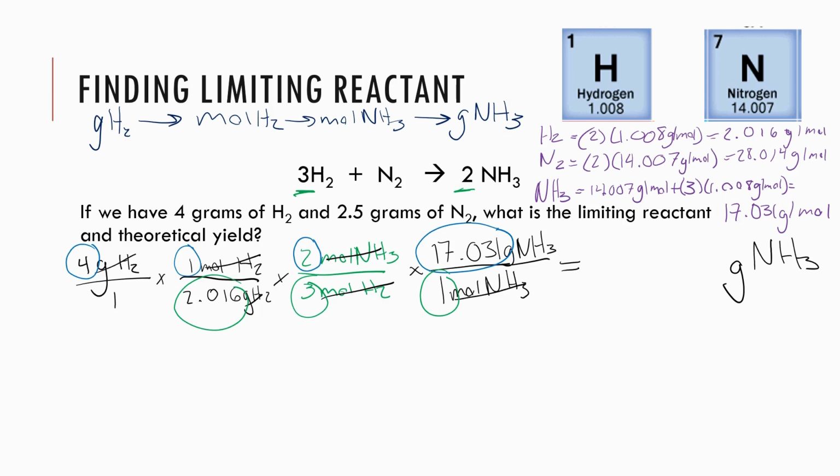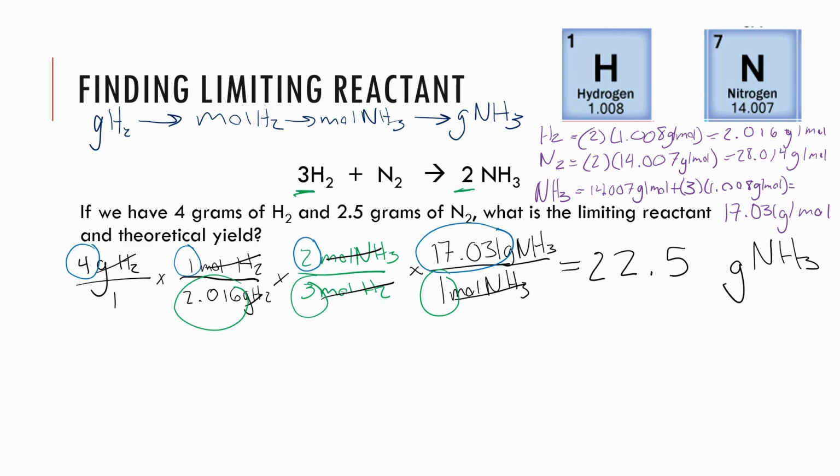So if we were to put this into our calculator, we would say 4 times 1 times 2 times 17.031. Then we would divide by 2.016, divide by 3, and divide by 1. And what we would get is 22.5 grams NH3. We're not going to worry about significant figures for right now, but we'll work on that in our next video. For the next one, we're going to do 2.5 grams of N2.